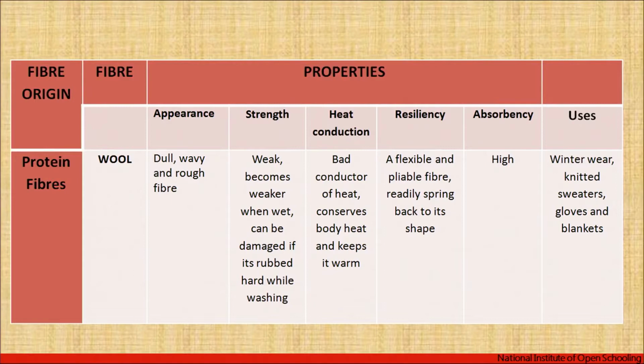The strength is weak. It becomes weaker when wet, and can be damaged if rubbed hard while washing. The scales get damaged if we rub woolen wear. Have you heard of the shrinking of woolen wear while washing? It's because of the scales present on the wool. If we put a lot of friction on the wool fabric, it usually gets distorted.